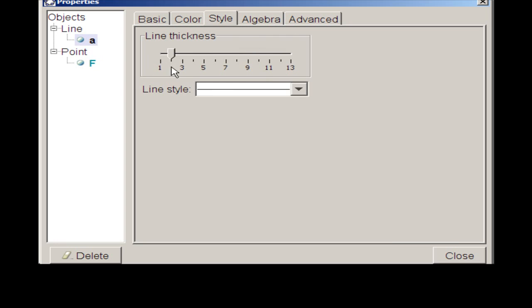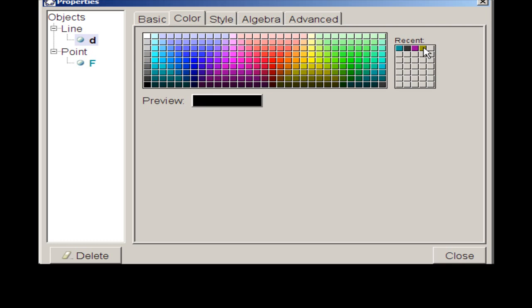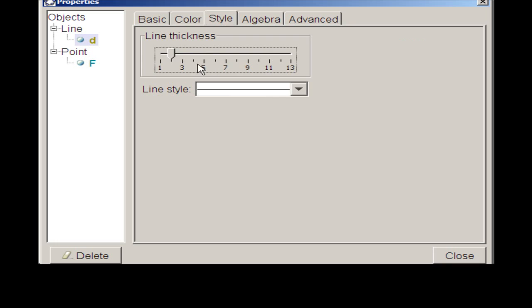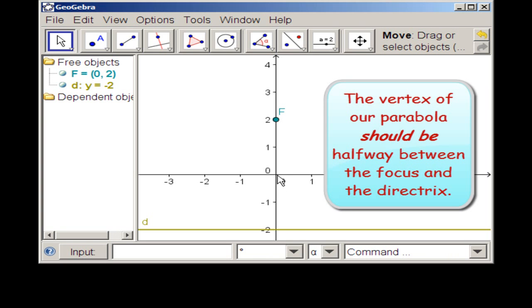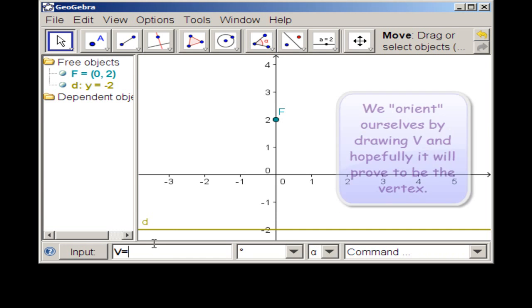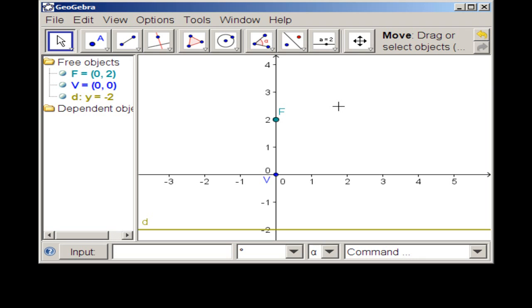That's the focus. The directrix, first of all, we're going to call the directrix D, and we'll have it show that. And it's going to be yellow, and we want to have it nice and thick so we can see it. So there's our focus and our directrix, and the perpendicular straight down says that halfway between is our vertex point, which is (0, 0). So we'll just say V equals (0, 0) vertex, and we'll put it down here because that will be outside of hopefully our parabola.